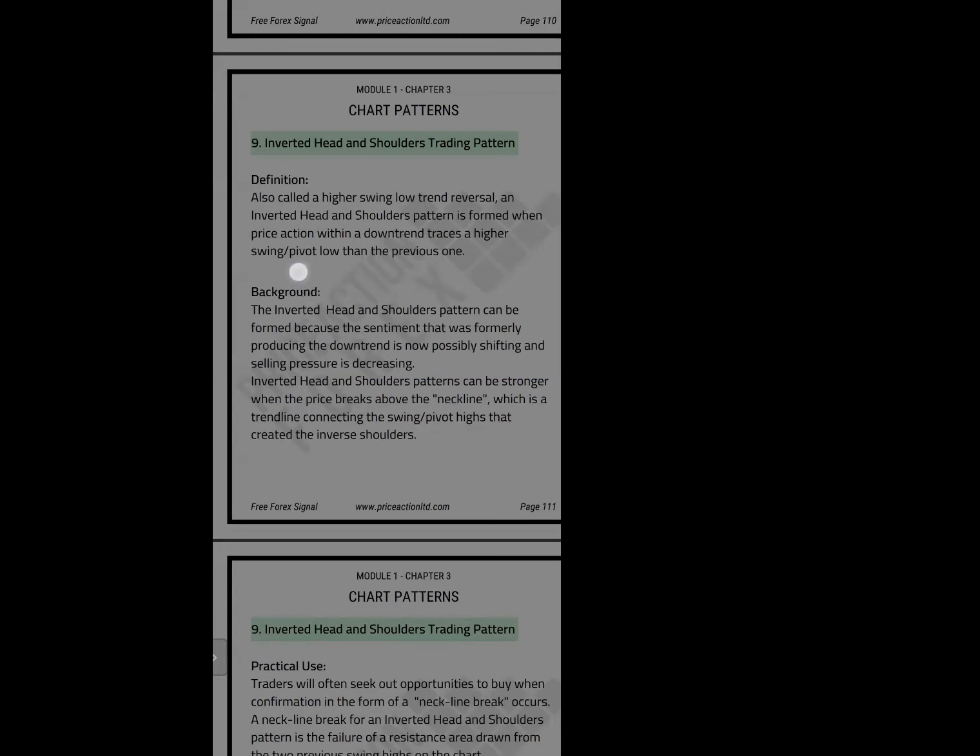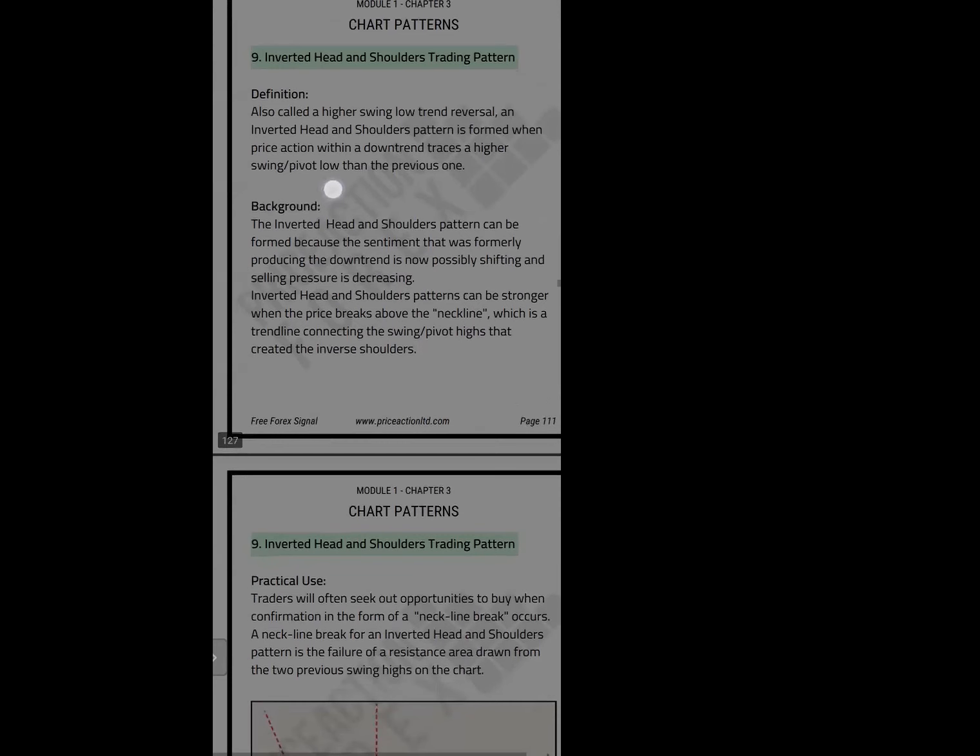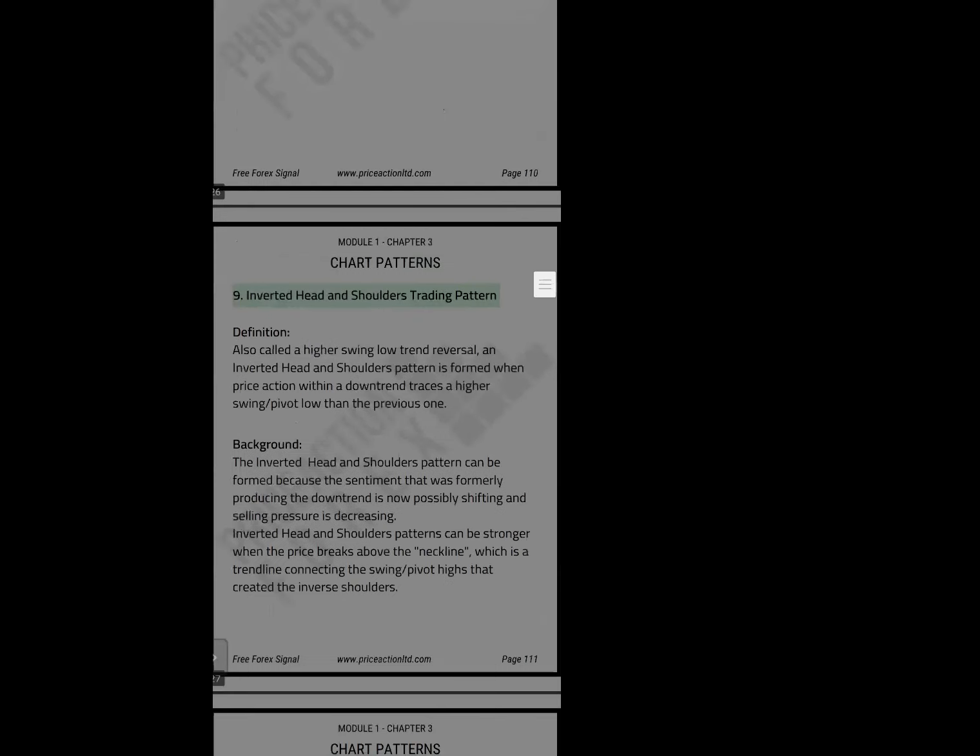The inverted head and shoulder pattern can be stronger when the price breaks above the neckline. Simple and short. When the neckline is broken, it becomes stronger. Just like when the resistance is broken, a new support is formed. So when the retest occurs, it will support that market and start kicking up.